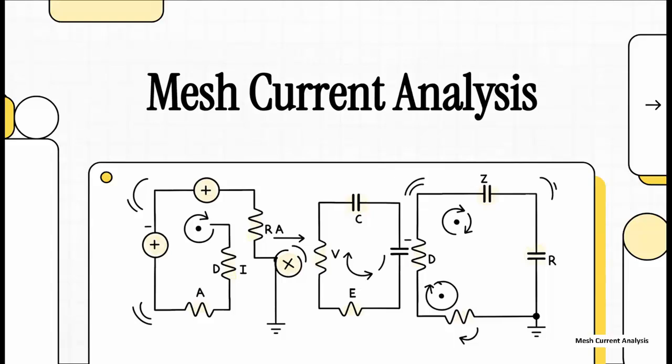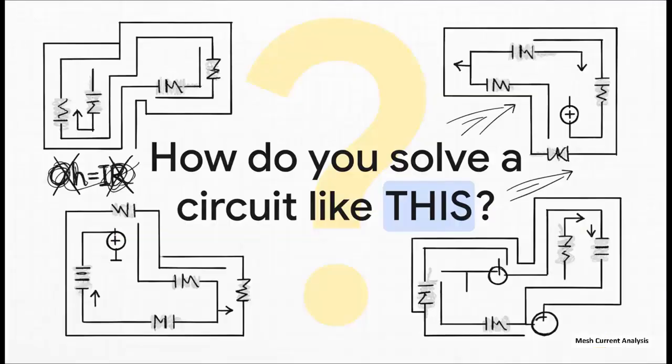All right, today we are diving into one of the most powerful tools in any electronics toolkit, mesh current analysis. It's a really elegant way to solve circuits that at first glance might look completely impossible to figure out. So just take a look at this. You've got multiple power sources, you've got resistors that are shared between different paths. I mean, where would you even start?